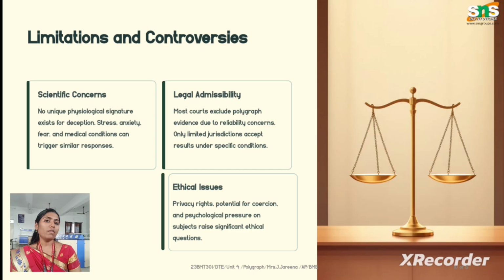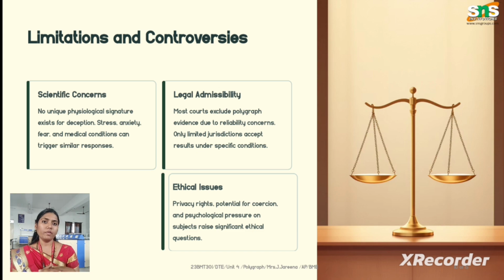And also we have a legal admissibility issue. The judge will not use this polygraph output as evidence due to reliability concerns, because as we discussed in previous slides, it is offering only 85 percent. There are so many chances to get false positive and false negative results, and it is very hard to give an accurate result in the case of an inconclusive type of test. So that is the reason it has a problem with legal admissibility, and also we have ethical issues related to this polygraph device.